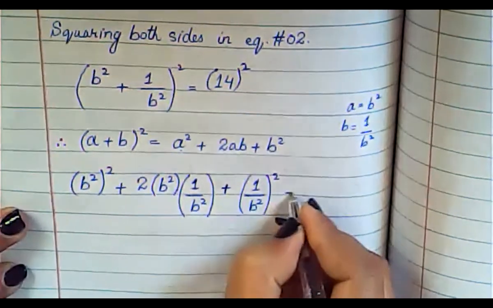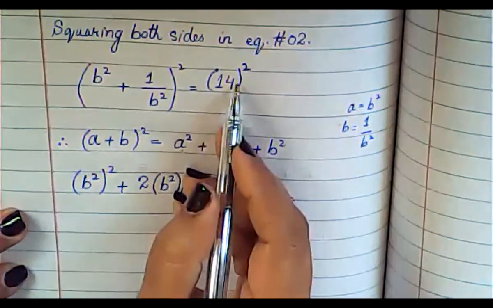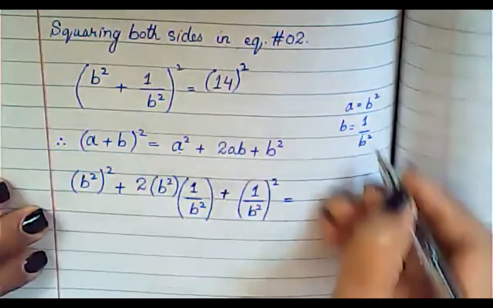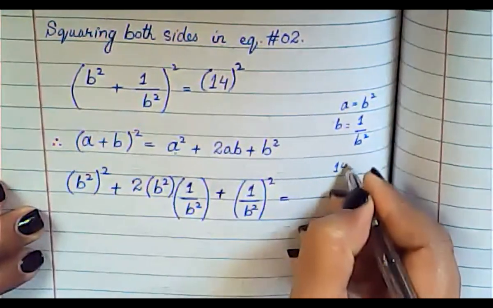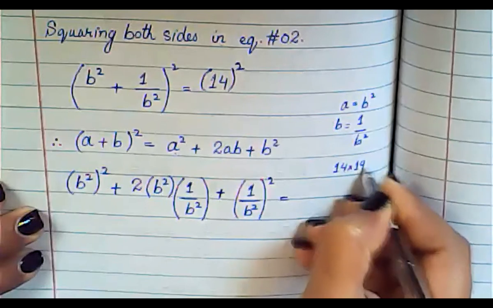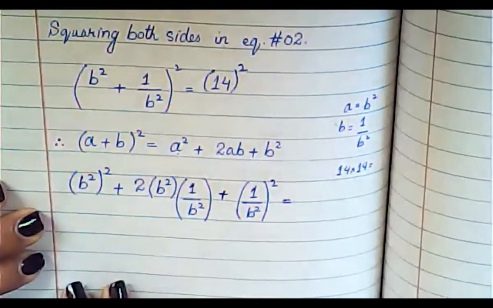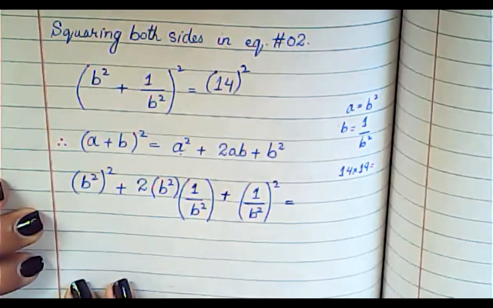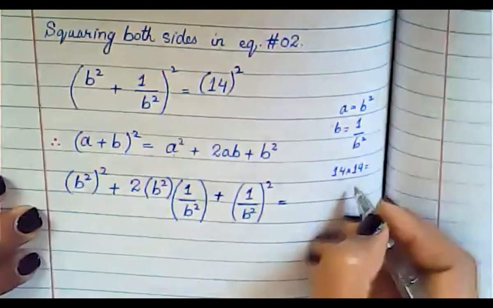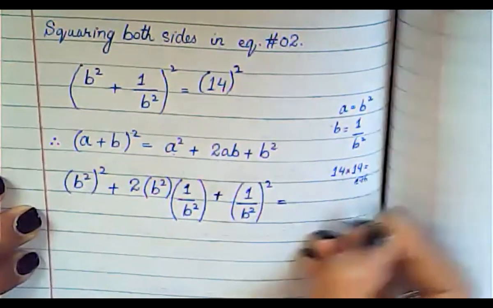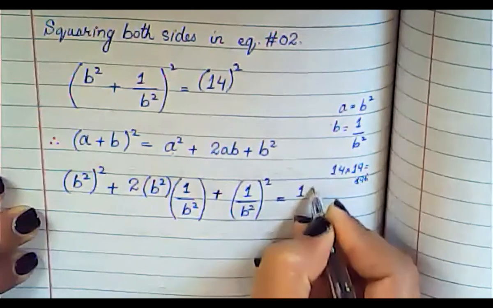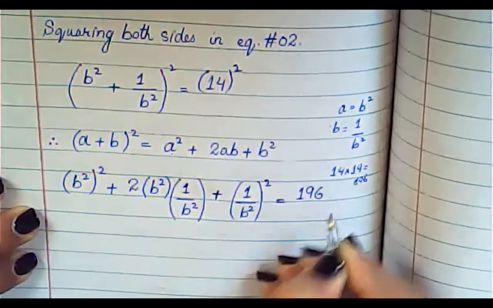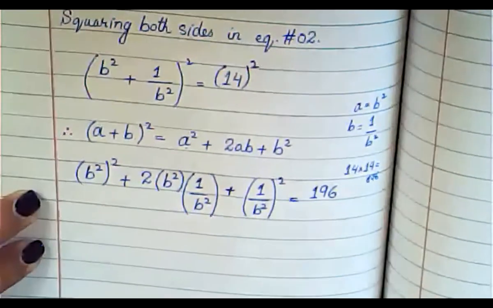Now equals to, now right hand side 14 multiplied by 14. How will you take the square of 14? 14 multiplied by 14. Now the square of 14 will be what? 14 multiplied by 14 will be equals to 196. So you will write here the square of 14 is 196. Okay, now look here.